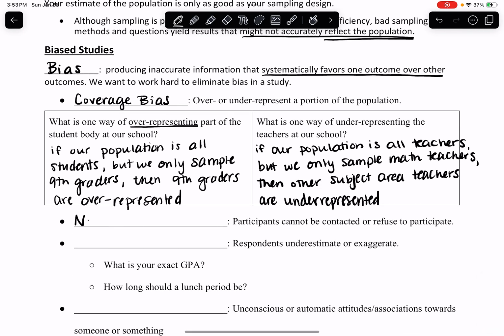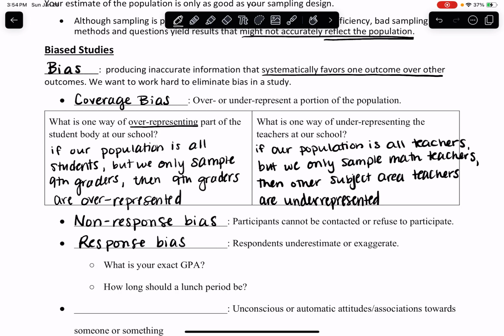Non-response bias is what it sounds like. Participants can't be contacted or they refuse to participate. So non-response means we didn't get a response from them. But we also have a response bias, where respondents might underestimate or exaggerate.